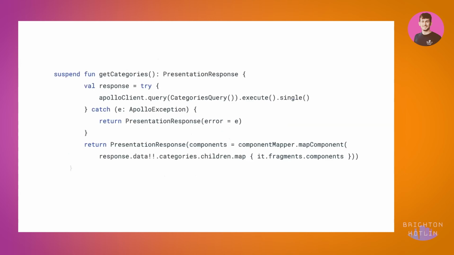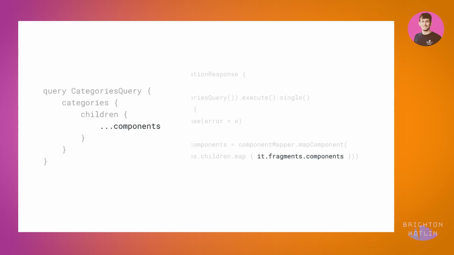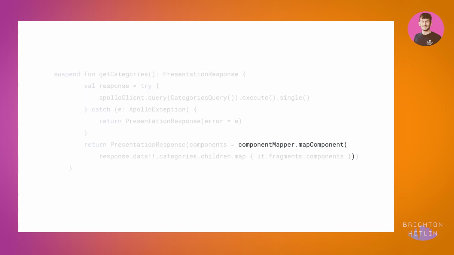So in our repository, if things go as planned, we're going to get a response back from the Apollo client that contains all of the required data for our presentation. So with our UI components in place, what we need to do now is map these to a model that is suitable for our app.